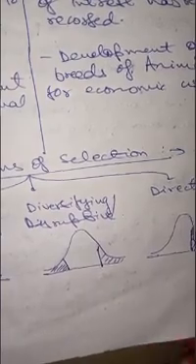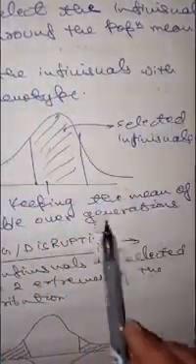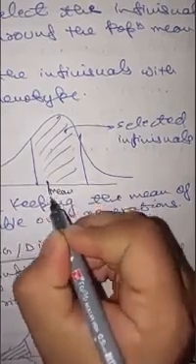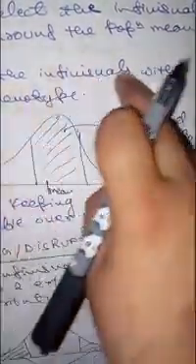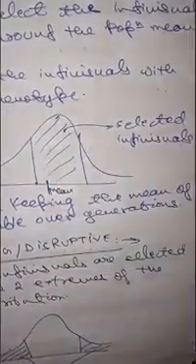We will talk about these graphs later together. First, stabilizing selection. Here we select the individuals which are near or around the population mean. This dash or line is the mean. We discard the individuals with extreme phenotype. These represent the discarded individuals, and these represent the selected individuals or animals.